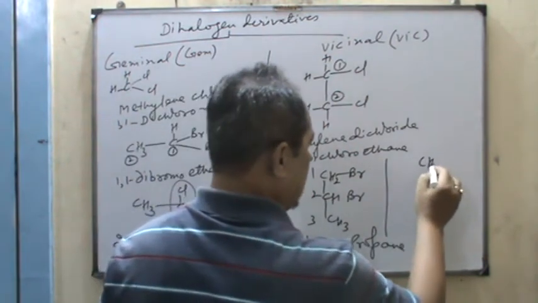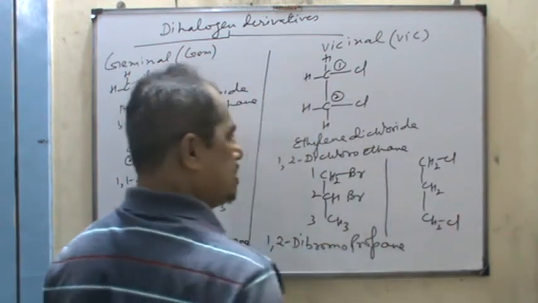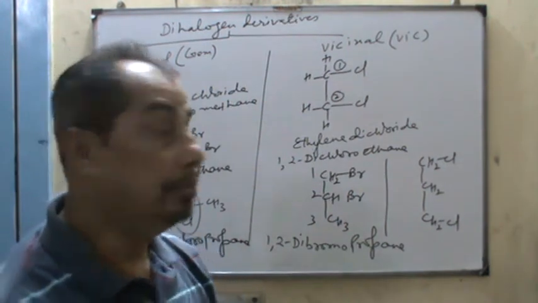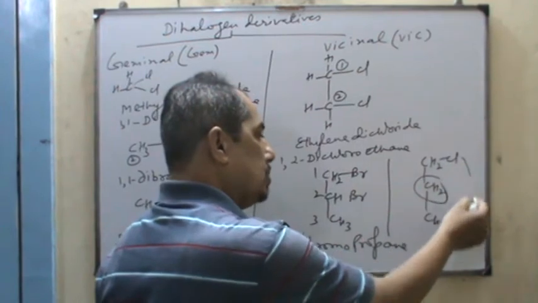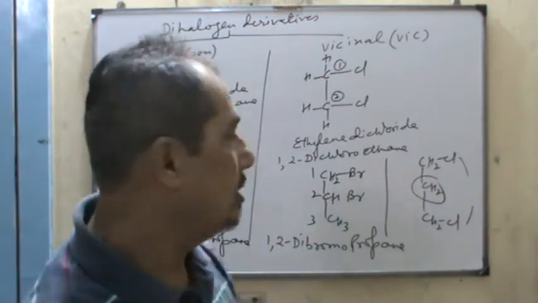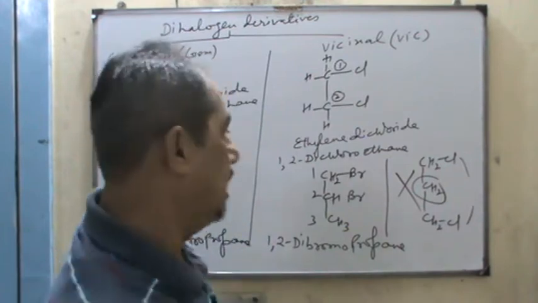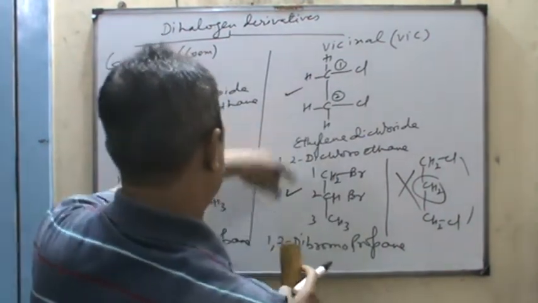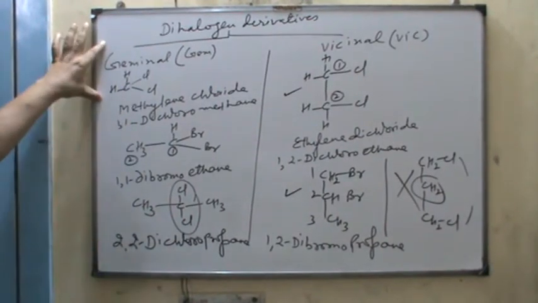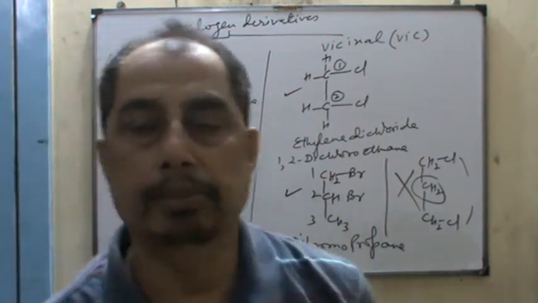Or is it vicinal? Tell me anyone. CH2Cl, CH2 and CH2Cl. It is vicinal? Anyone? No. It is not vicinal because there is a gap between the halogens. Halogen must be present at the adjacent carbons. That's why it is called vicinal or vic. But this is not vicinal. This is, and these are vicinal. So dihalogen derivatives are of two types. One is the geminal and other is the what is that? Vicinal.